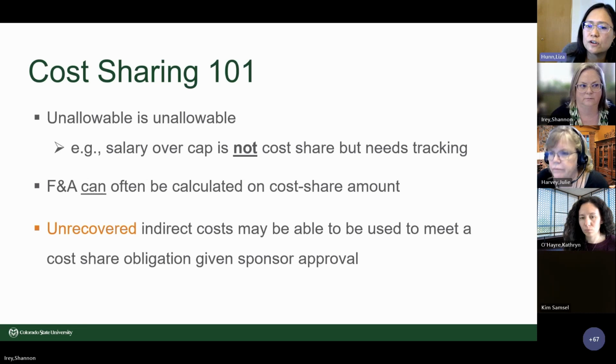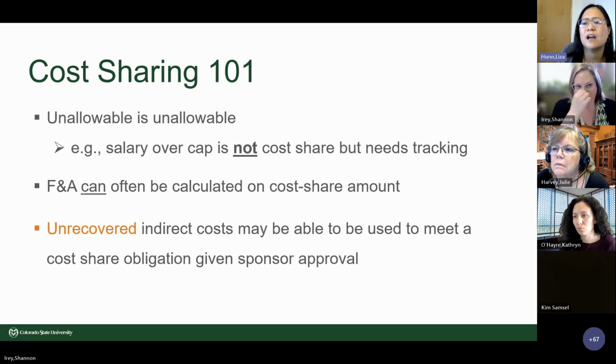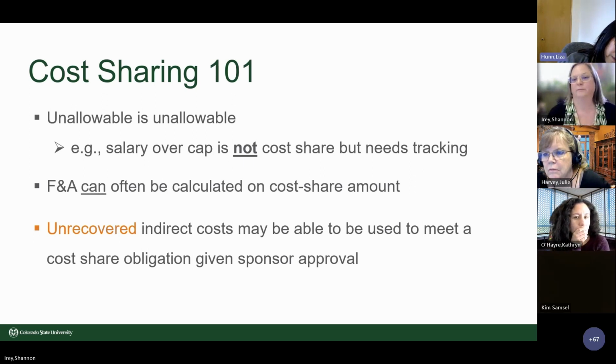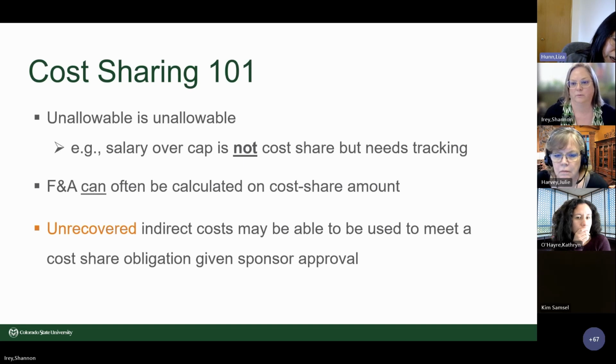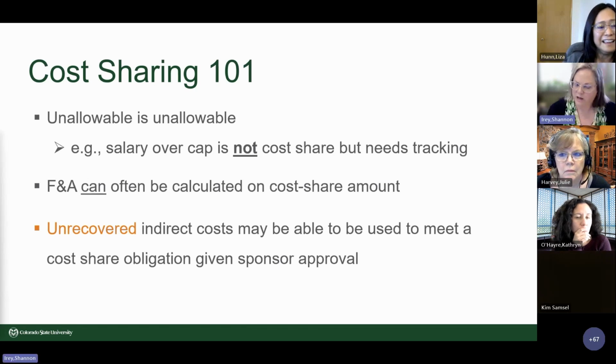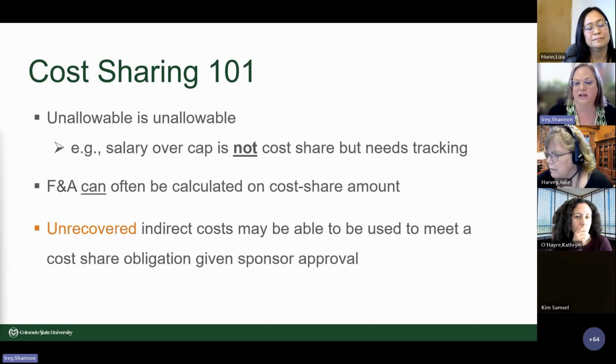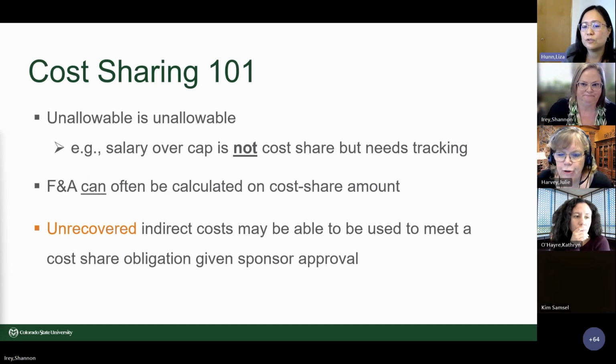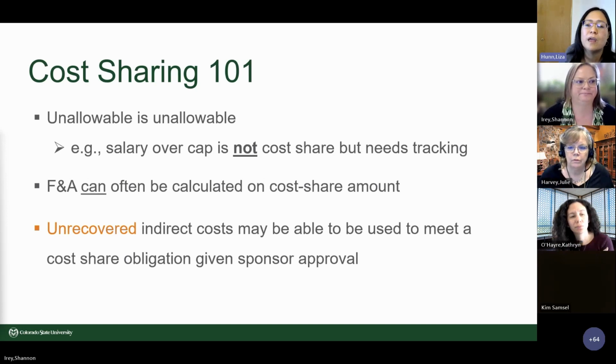I didn't notice this earlier. Salary over cap is not cost share, but needs tracking. Well, okay. So salary over cap is cost share to me. And yes, it needs tracking. It's just not reported. Someone can correct me. It is not cost share. We do track it because it has to be tracked and we do report on it, but it is not actually cost share because it's an unallowable cost. Yep. Okay, well, that does fit the rule based on the definition, 100%.